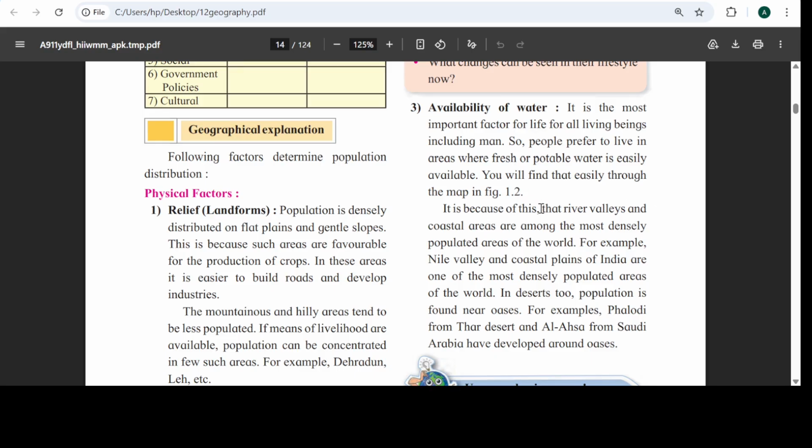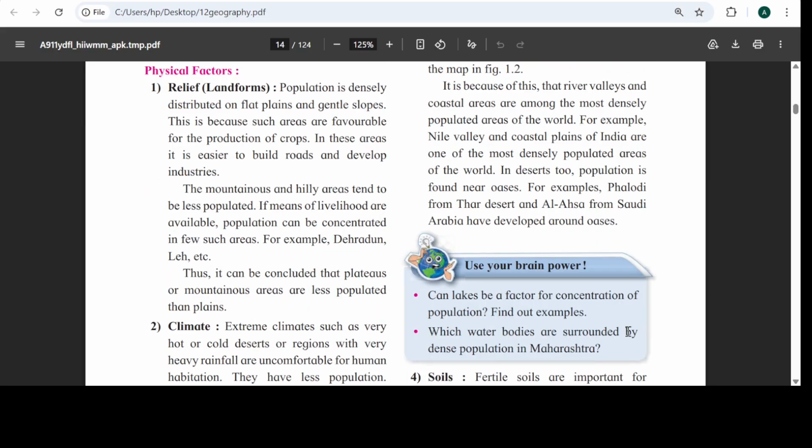It is because of this that river valleys and coastal areas are among the most densely populated areas of the world. For example, the Nile Valley and coastal plains of India are among the most densely populated areas of the world. In deserts too, population is found near oases. For example, Jaisalmer from the Thar Desert and Al Ahsa from Saudi Arabia have developed around oases.